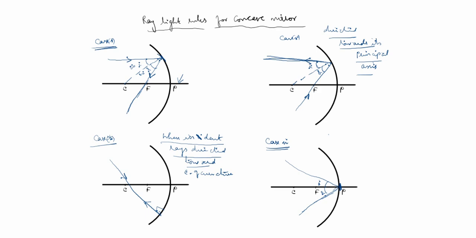For this one, in your exam, what will they ask? It strikes at its pole making an angle theta from the principal axis. Already we know this is the principal axis. Only three cases will we use in image formation by a concave mirror. So we will see that in the next class.